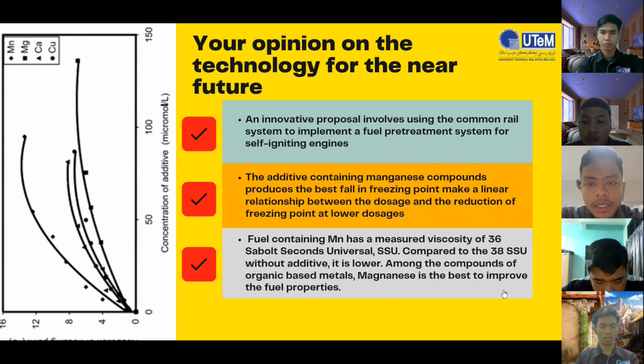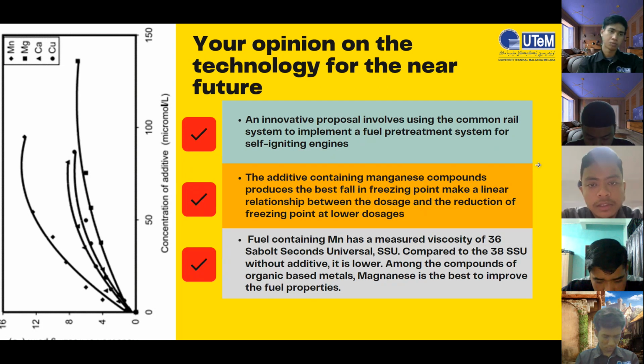Fuel containing Mn has a lower viscosity of 36 Saybolt Universal Seconds (SSU) compared to 38 SSU without additive. It is lower among the compounds of the organic base metal. Manganese is the best to improve the fuel properties, as you can see on the table. Okay, next.